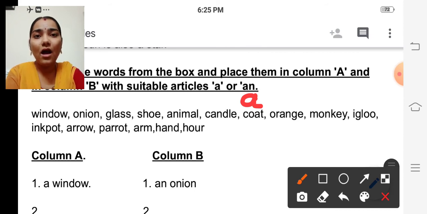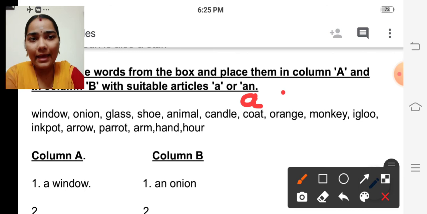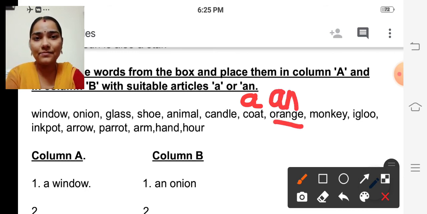Orange. So it starts with the vowel sound, and also it starts with the letter O. O is a vowel, isn't it? So here which article should come before the word orange? An orange, isn't it? Clear, children? An orange. So it should come in column B.